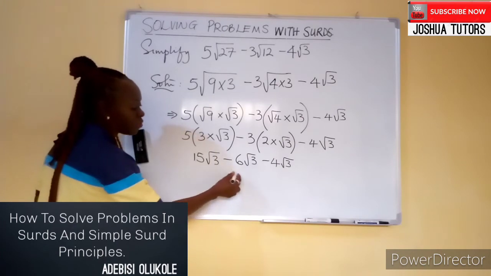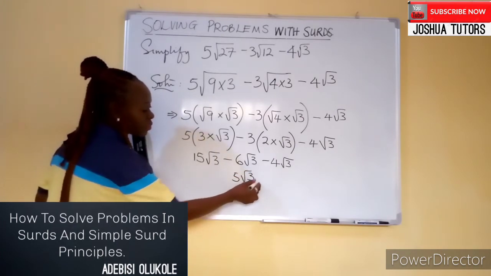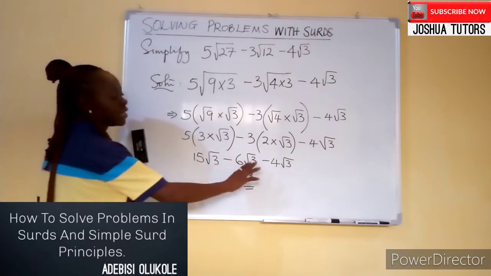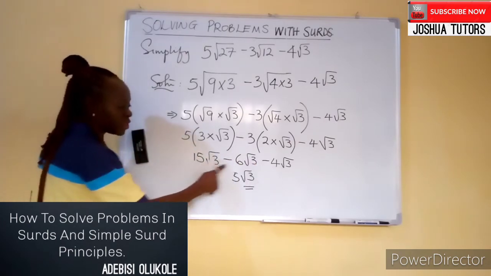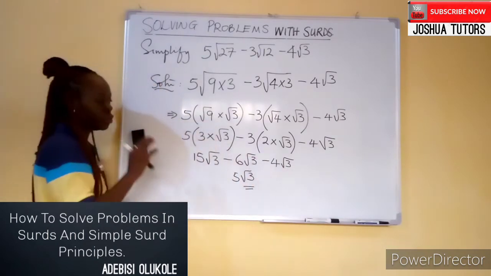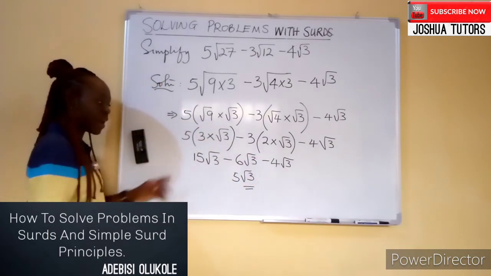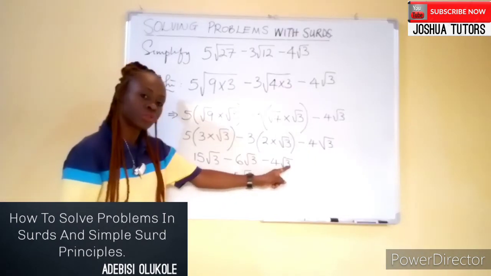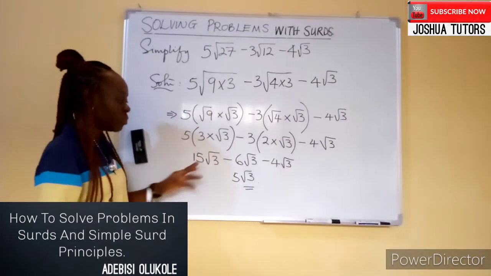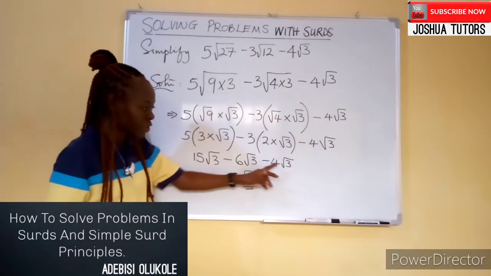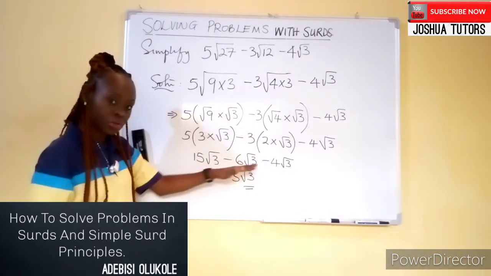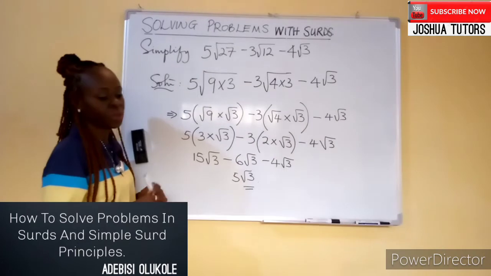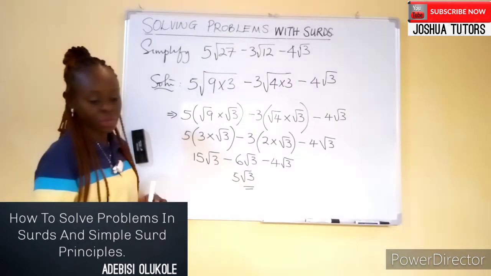Altogether, everything gives me 5 surd 3. Final answer. So we can see that surds can be added or subtracted. But if the radicands are not the same, please do not subtract or add them. If I have 15 surd 3 minus 6 surd 4 minus 4 surd 5, please, that will be your final answer. But because this is surd 3, surd 3, surd 3, they can be added or subtracted together because they are called like surds. Okay, so that's basically all about this particular question.